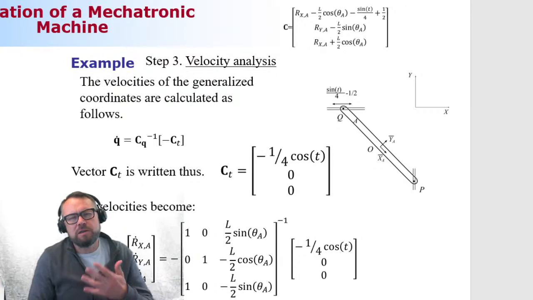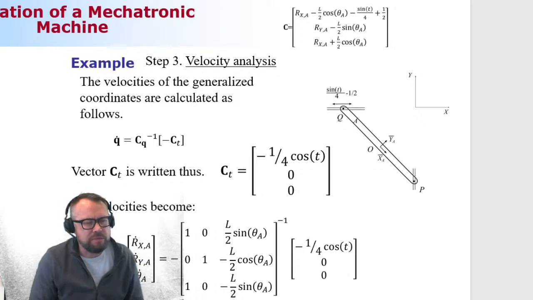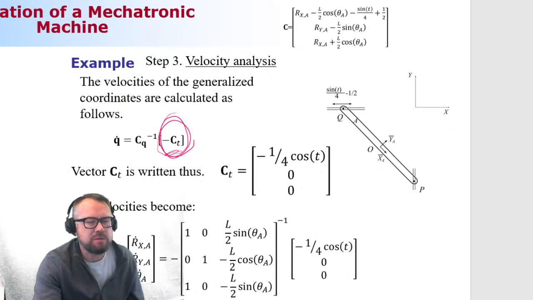Step number three, velocity analysis. Again, this is the position level, and you need to know that this is an iterated process, so you need to redo that as many times as necessary. Then the next step is velocity level analysis. The ingredients you need are the Jacobian matrix, which is then multiplied by the constraints differentiated with respect to time.